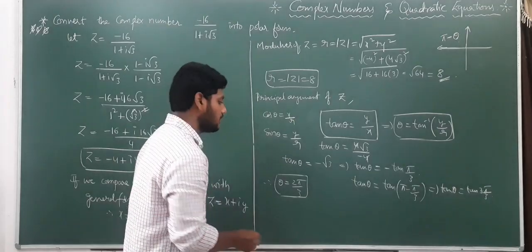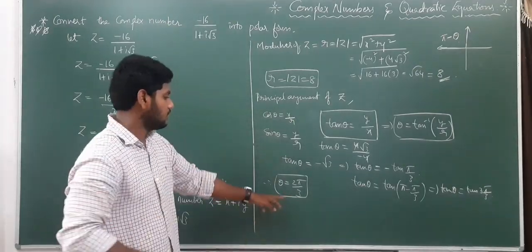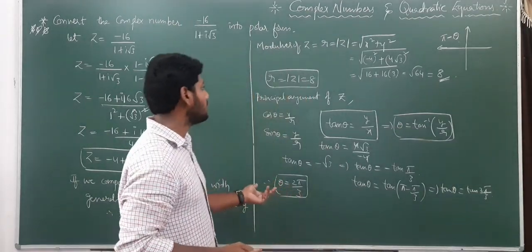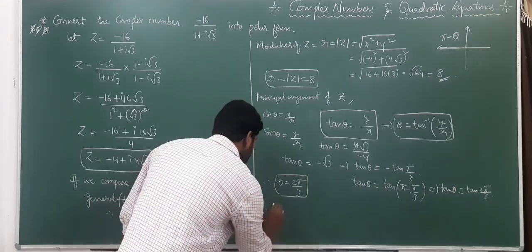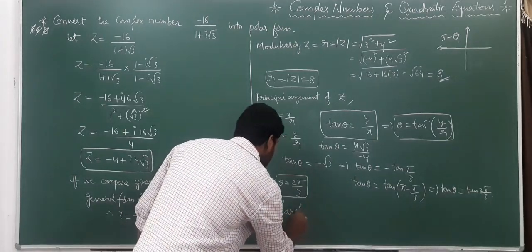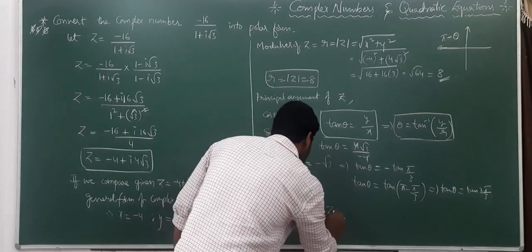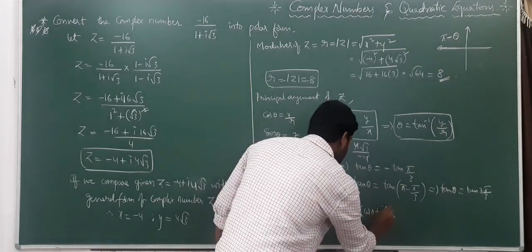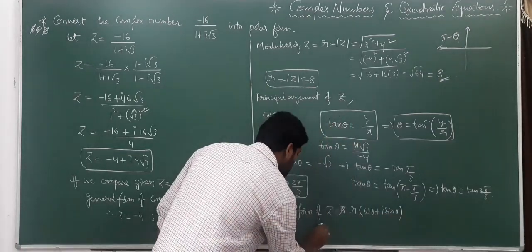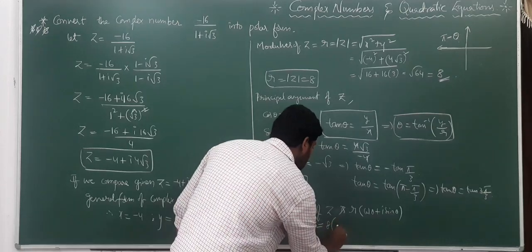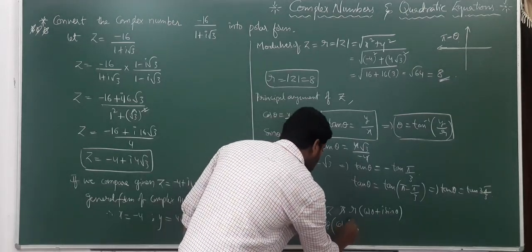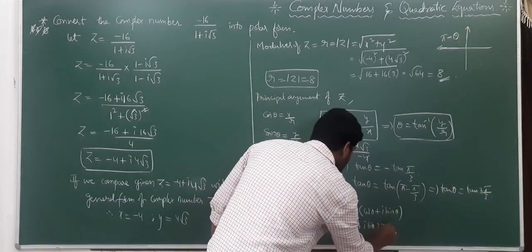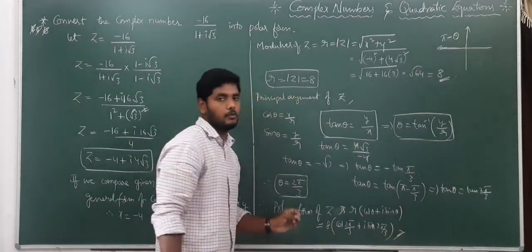2 pi by 3, correct or not? Correct only. Why? Because 2 pi by 3 is nothing but 120 degrees, and 120 degrees lies between minus 180 and 180, right? So the theta we got is correct, and the modulus we got is correct. Therefore the polar form of z is r into cos theta plus i sin theta, which is equal to 8 into cos 2 pi by 3 plus i sin 2 pi by 3. So this is our required polar form.